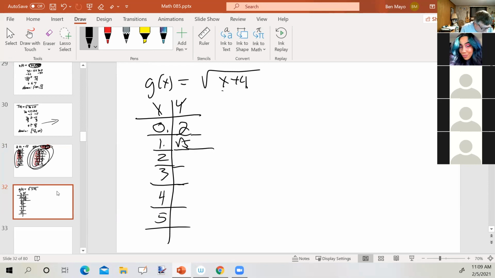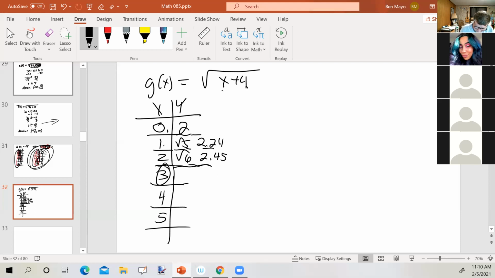Well, let's see. What is the square root of 5? Square root of 5 is 2.236. Let's go with 2.24, so 2.24 approximately, okay? What's 2 plus 4? 6. So this would be the square root of 6. And let's see, the square root of 6 is 2.45. So 2.45.